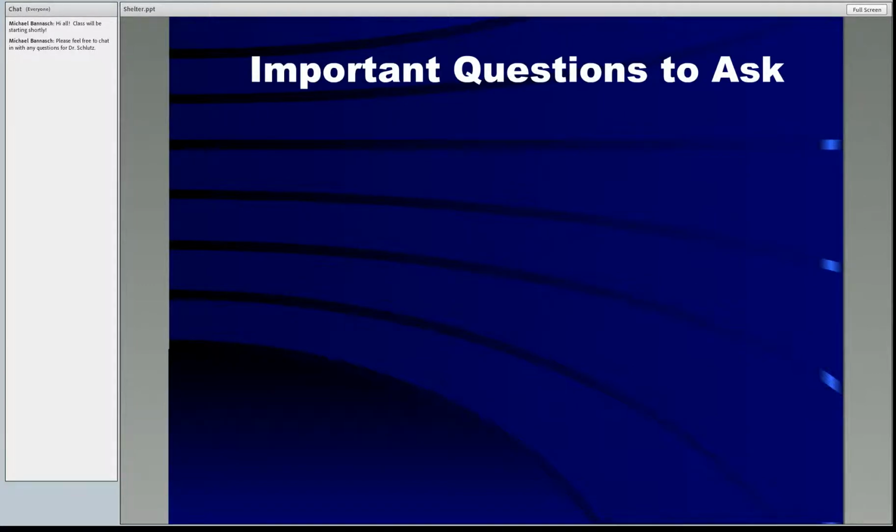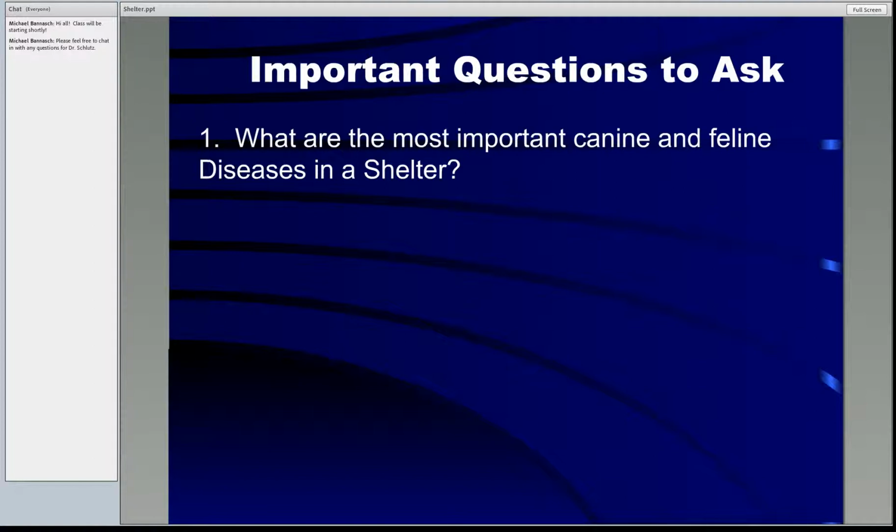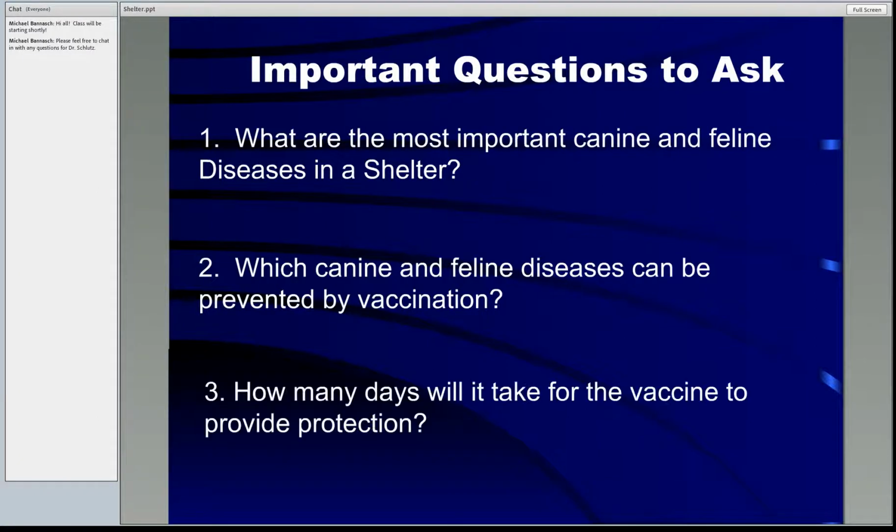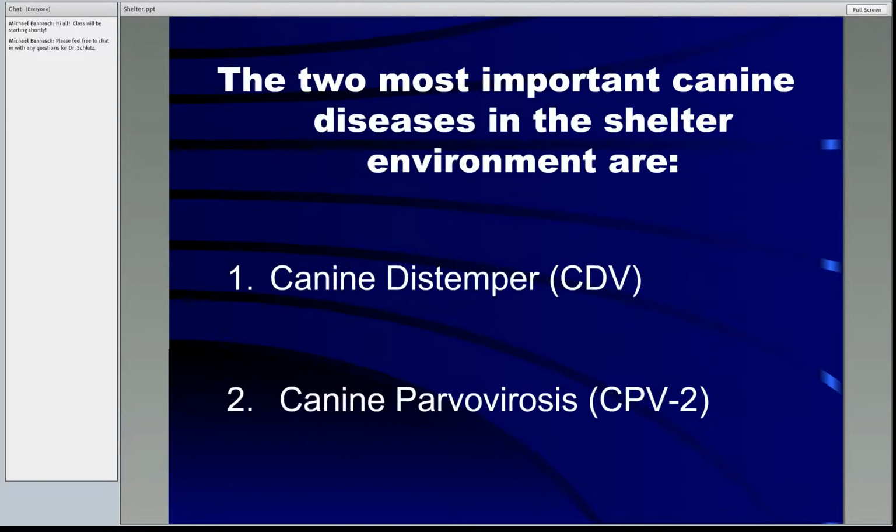And if you have any questions as we go along, you can ask those. Important questions that I would ask are: what are the most important canine and feline diseases in the shelter? Which canine and feline diseases can be prevented by vaccination? How many days will it take for the vaccine to really provide protection?